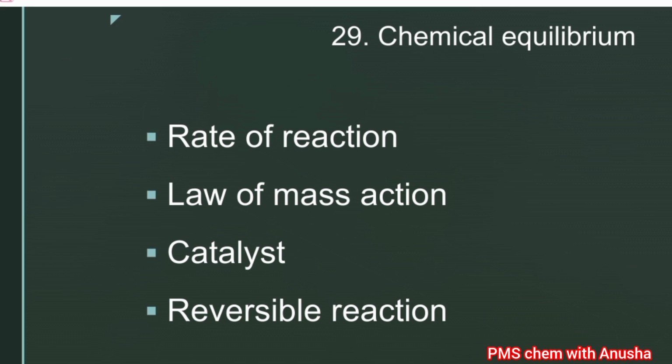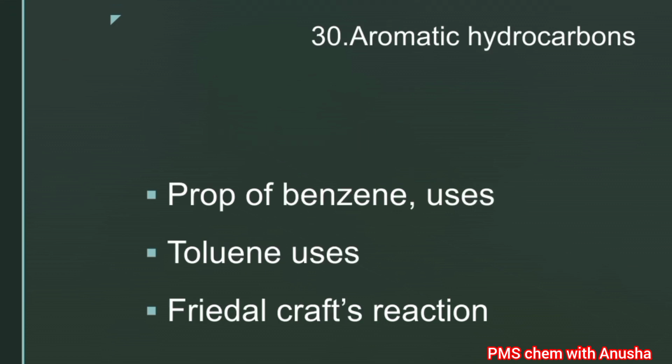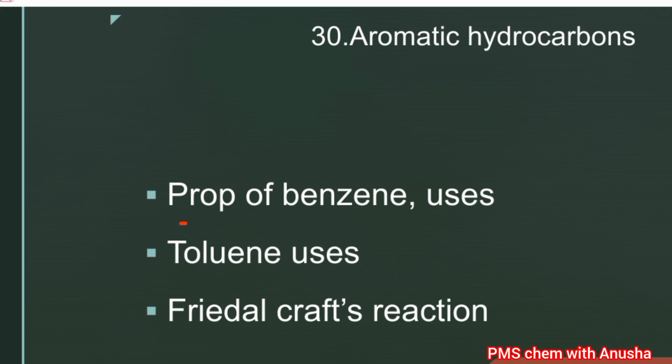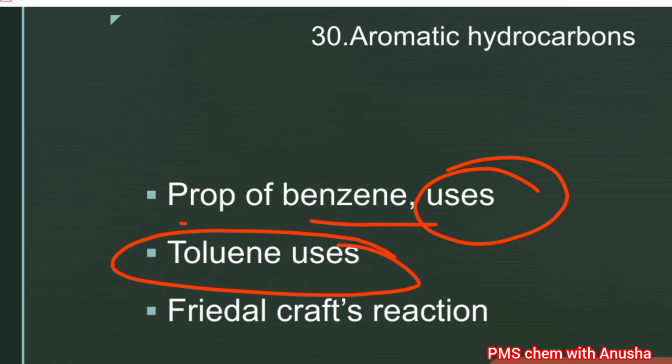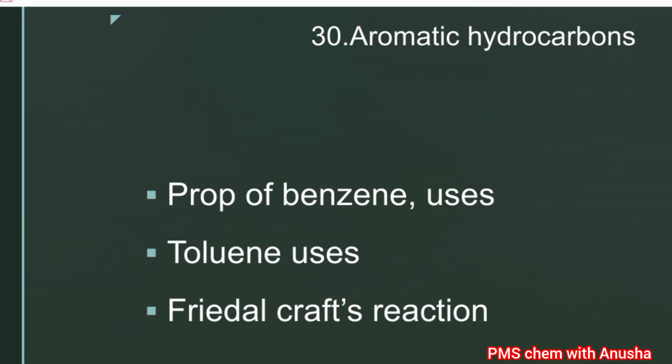So next unit, that is aromatic hydrocarbon. In this unit, you have to study properties of benzene and uses of benzene. Next, you have to focus on uses of toluene. You have to study 5 point uses of toluene. Next, Friedel-Crafts reaction. In Friedel-Crafts reaction, you have to write explanation and reactions.